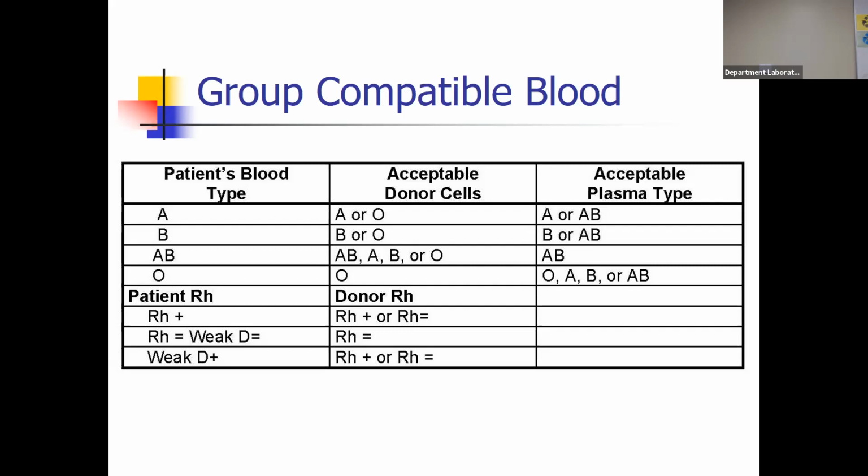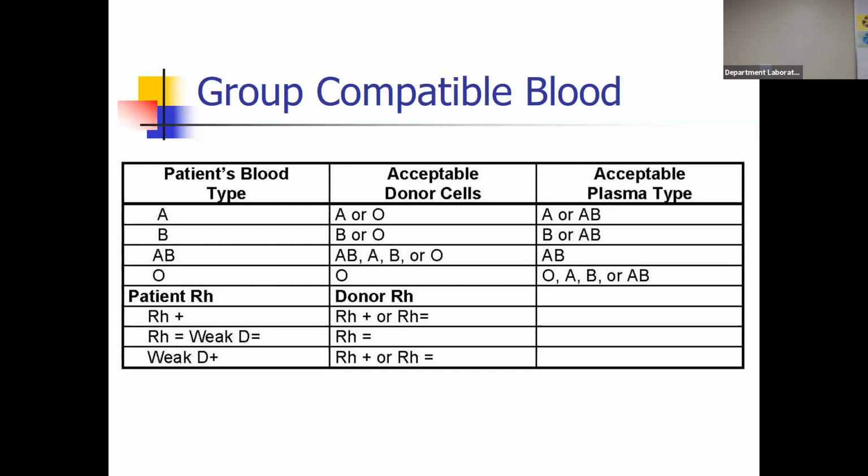An AB patient, however, has both the A antigen and the B antigen on their red cells. They can only receive AB plasma, all right? And then type O, they have neither the A nor the B antigens on their red cells, so they are the universal recipient for plasma. They can receive O, A, B, and AB, okay? Does that make sense to everybody? So I want you guys to be comfortable with plasma. You have to think about it backwards, all right?